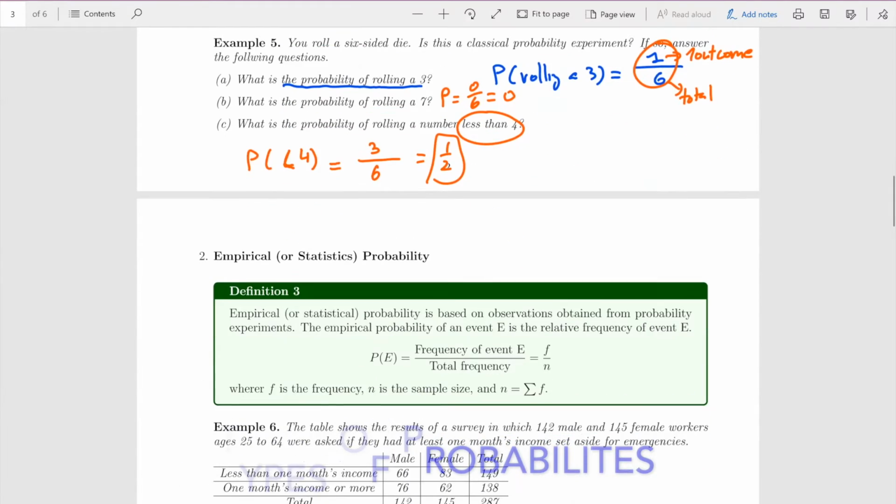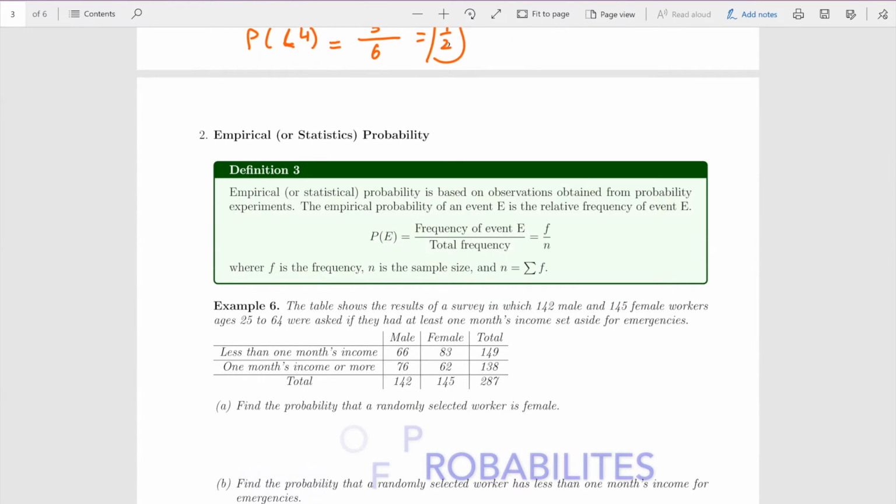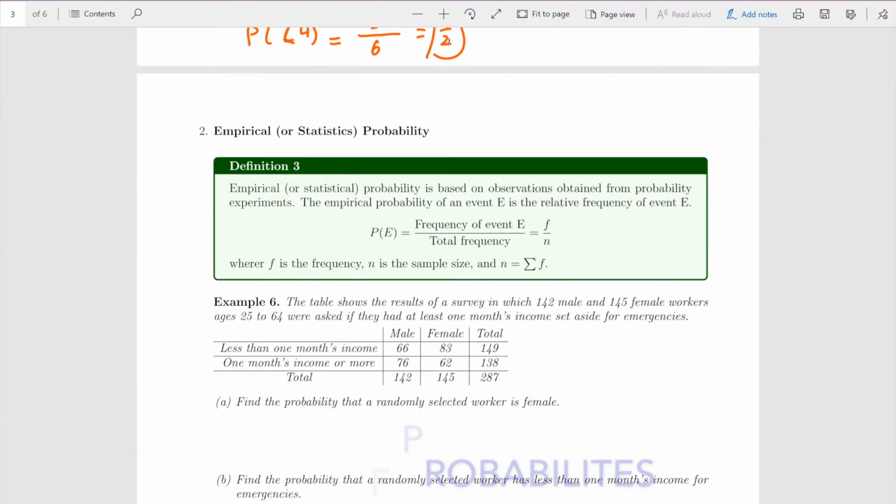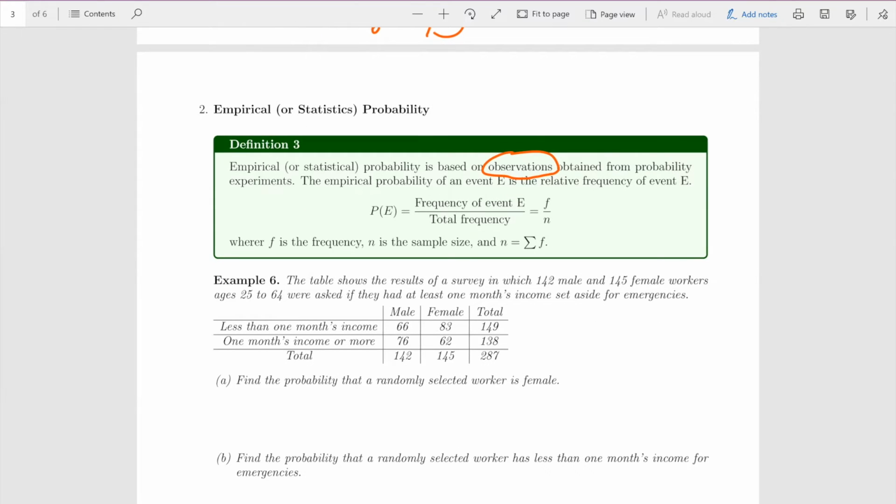Then the next type of probability is empirical or statistical probability. This probability is used when you observe, right? The observations are obtained from probability experiments. You can distinguish between classical and empirical probabilities this way: classical probability is based on theory. You know that in theory, this is the likelihood of getting this outcome. And in empirical, you have to collect some observations, you have to collect the responses from the experiments.